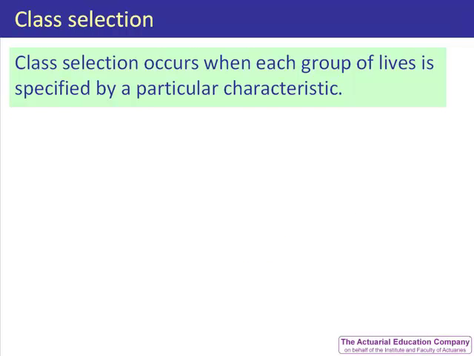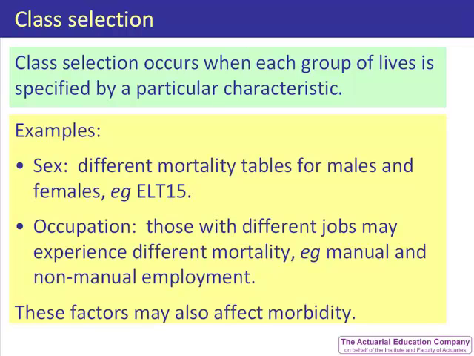Class selection occurs when each group of lives is specified by a particular characteristic which is believed to have a permanent effect on mortality or morbidity. As an example here, we could use sex. We know that men and women have different rates of mortality, and subdividing a mixed sex population into 2 groups, one male and one female, is an example of class selection. We see concrete examples of this in the life tables we use. English Life Tables number 15 has one set of mortality rates applying to men and one set applying to women.